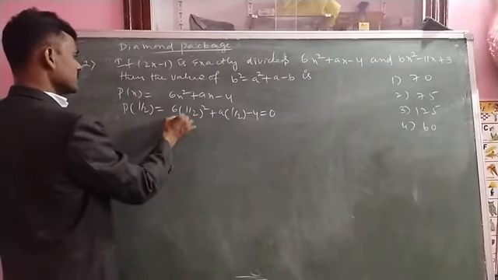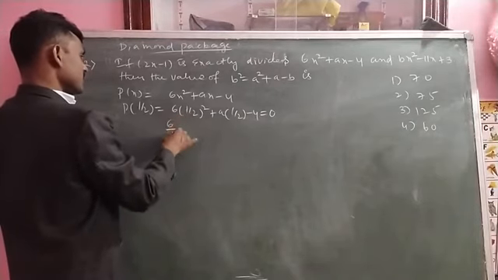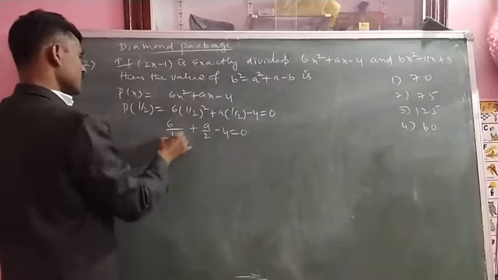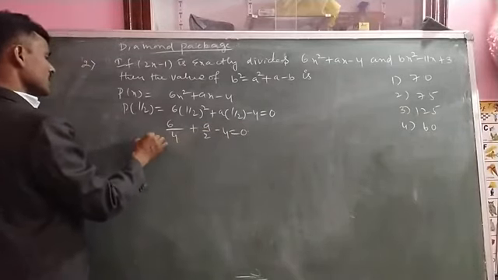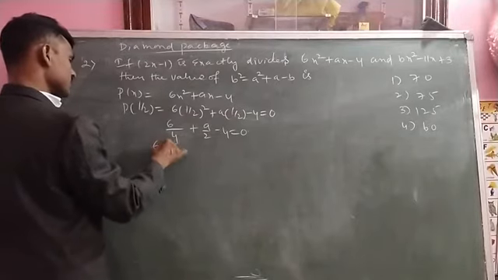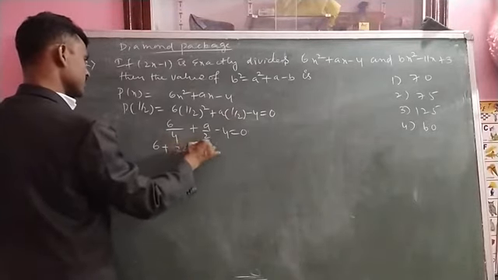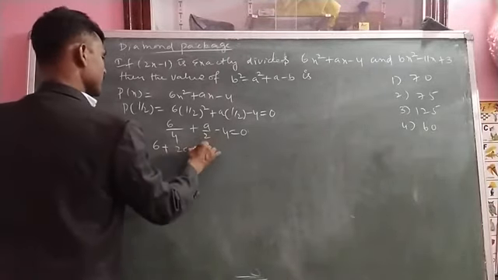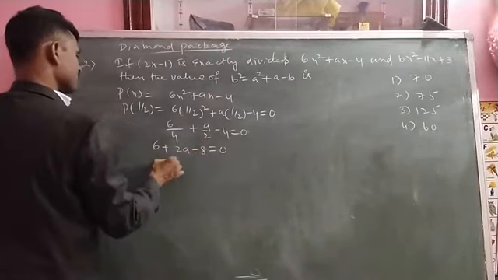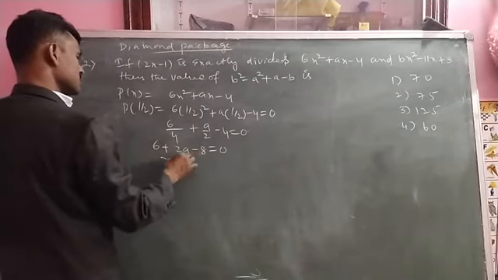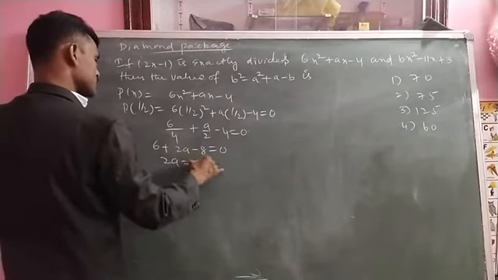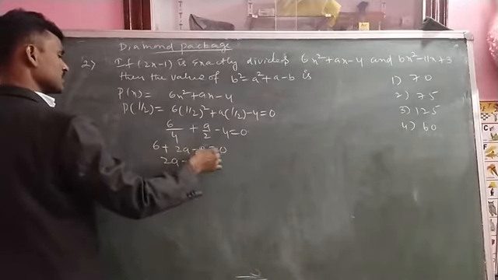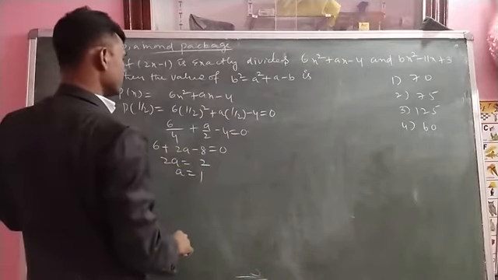Now you can write here 6 into 1 by 4, 2 square is 4, then this is a by 2 minus 4 is equal to 0. Now take LCM: 6 plus 2a minus 2 into 4, 8, is equal to 0. Now 2a is equal to 6 minus 8, which means minus 2, and that same is here, a is equal to 1.